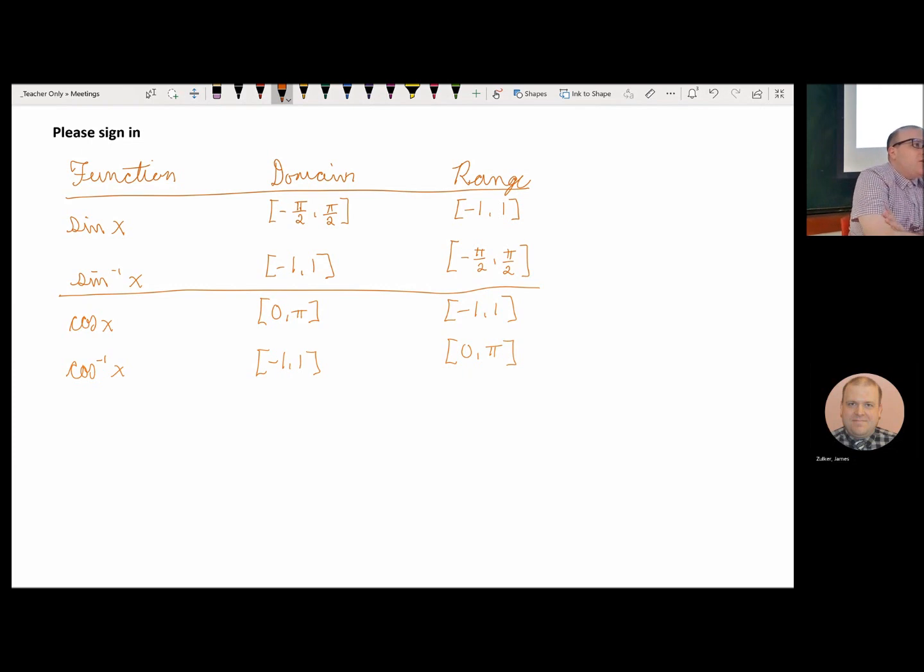That means the inverse cosine function will have a range of 0 to pi. And again, same problem as with the inverse sine. That only gives us quadrants 1 and 2, but we also want quadrant 3 and 4 angles.